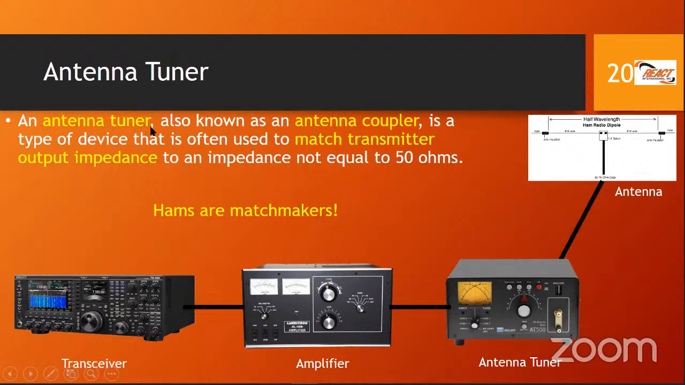So we say that an antenna tuner is also known as an antenna coupler. So you need to be aware of that as well. It could be called an antenna coupler. And it's a type of device that is often used to match transmitter output impedance to an impedance that is not equal to 50 ohms. And this is an exam question.